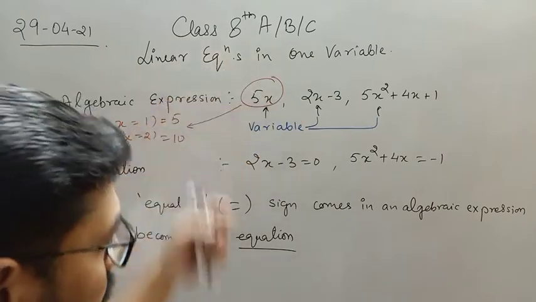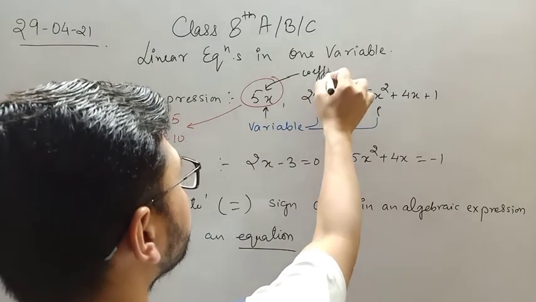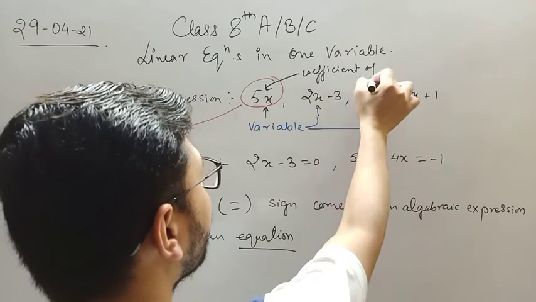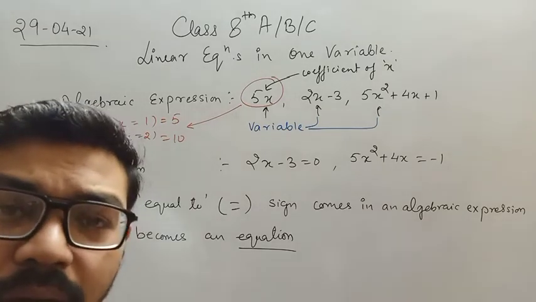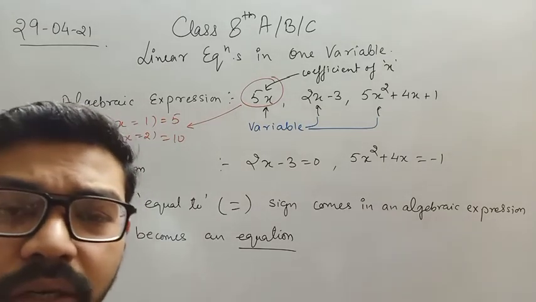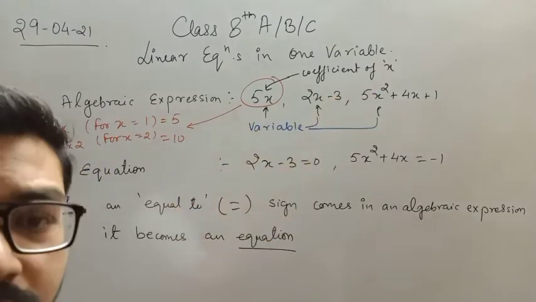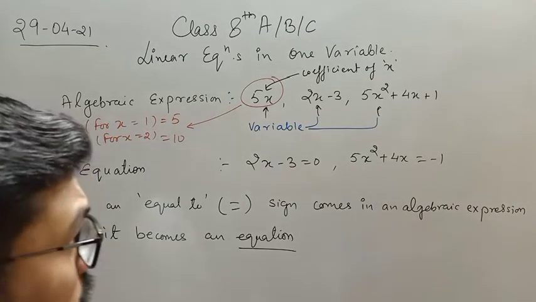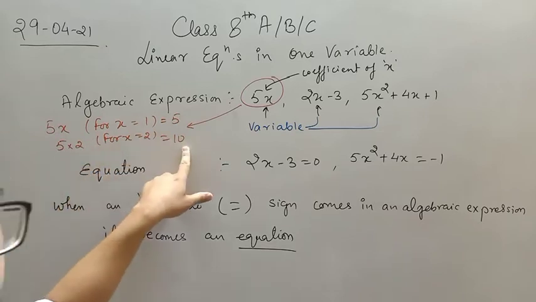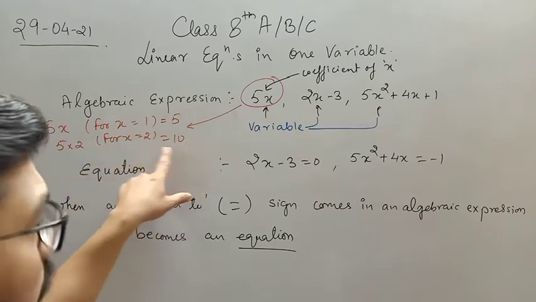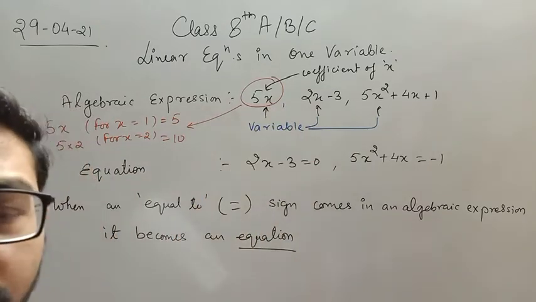So 5 is called the coefficient of x. And what is x? It is a variable. Why is it a variable? The name itself tells you. Variable means a thing that can vary. So x is a variable because its value is changing with time. So earlier x was equal to 1, so 5x for x equal to 2 is equal to 10, for x equal to 3 it is 15, for x equal to 4 it is equal to 20. So the value is not constant, it is varying with respect to time.